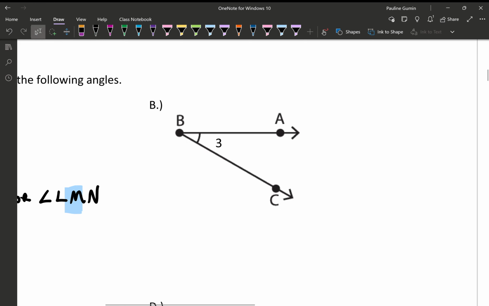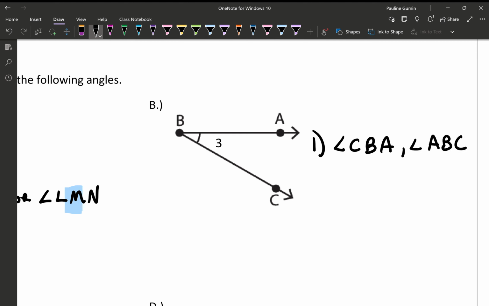Sweet, let's try letter B. The first two ways are angle CBA and angle ABC. The second way is just to label it angle B, and the third way is angle 3, because the 3 is in that interior part.